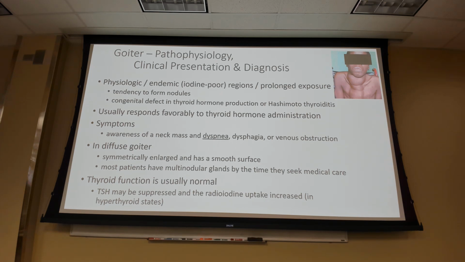If they have a typically diffuse goiter, it'll be symmetrically enlarged on both sides and smooth. Then obviously we need to do thyroid function studies and a radioiodine uptake study just to determine whether we have a hot versus a cold nodule. Typically in goiter, the thyroid function is usually normal. However, if they have a hyperthyroid state, we may see some radioiodine uptake.